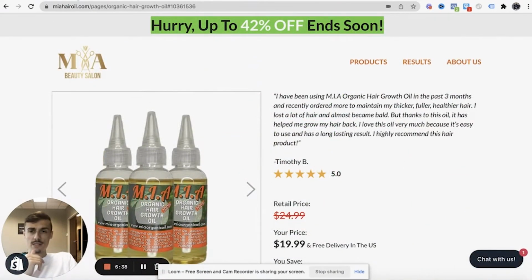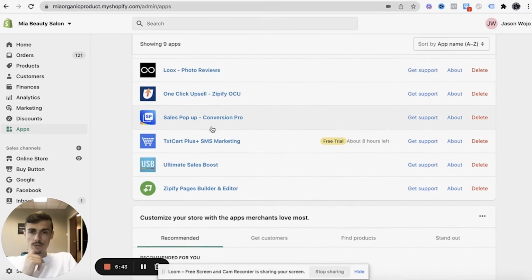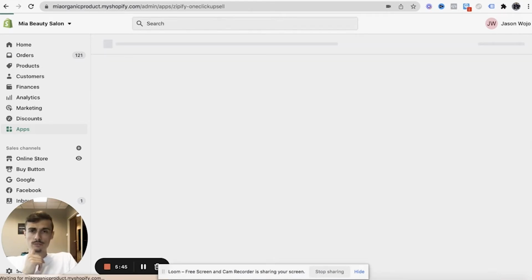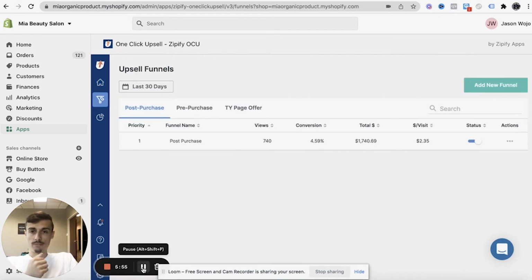Second piece is this. It's Zipify OCU. So we go to Zipify. This is where we have upsells. Okay, this has already added an extra $2,100 in the store. Today's upsell revenue is $79 because people bought the shampoo and the conditioner.